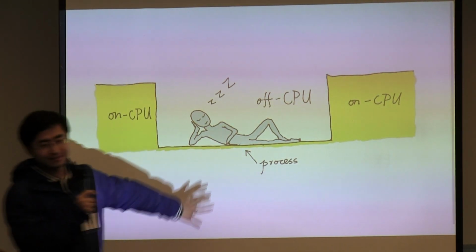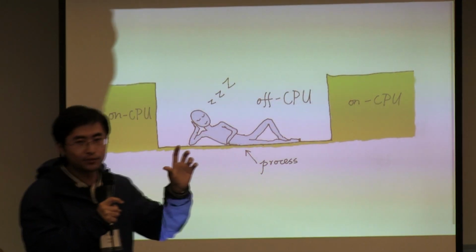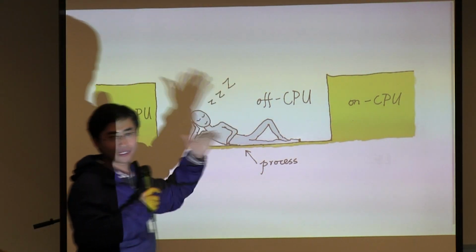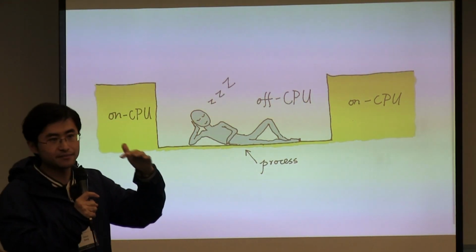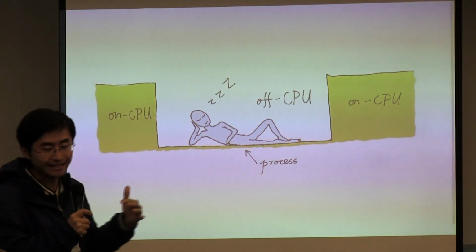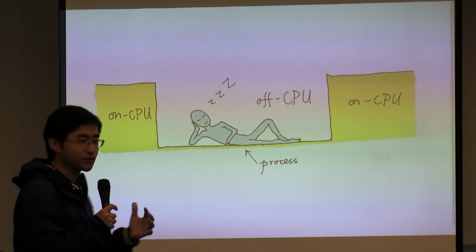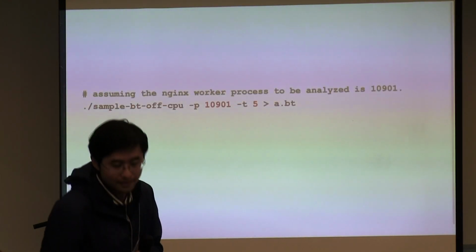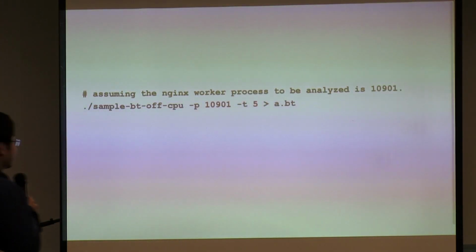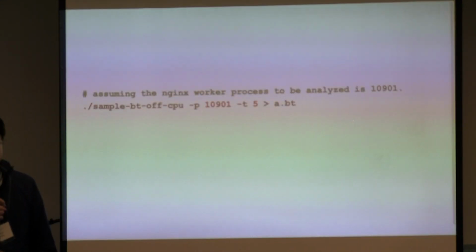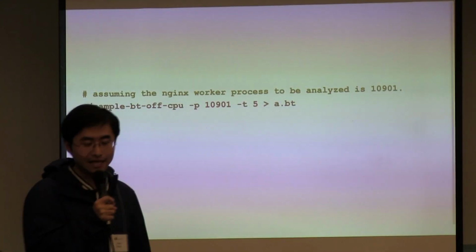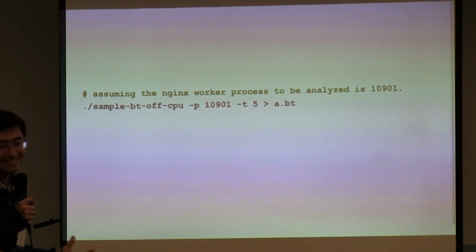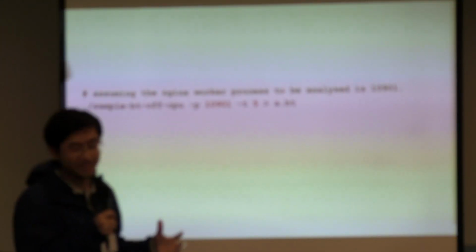When does this happen? When a network I/O operation, for example, is blocking, then it puts the current operating system thread or the whole process to sleep. So this time we want to measure quantitatively, right? So we created an open source tool. You can find it on GitHub. It's called sample-bt. BT means backtrace, sample backtrace of off-CPU.